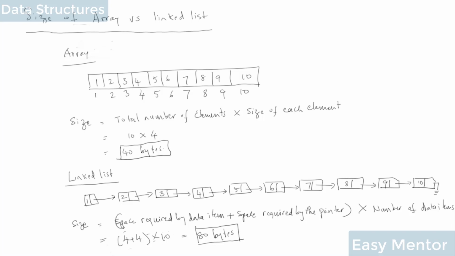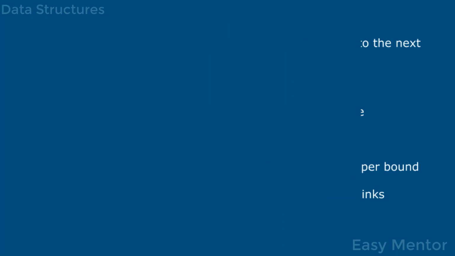So if you take the earlier example, there are 10 elements and each element occupies 4 bytes, and say the address of the next element also occupies 4 bytes. Instead of 10 into 4, 40, each element now occupies 8 bytes because you have 4 bytes of data and 4 bytes of address. So you have 80 bytes. The size requirement has doubled, even though we are storing the same number of elements. That's an additional overhead for a linked list.